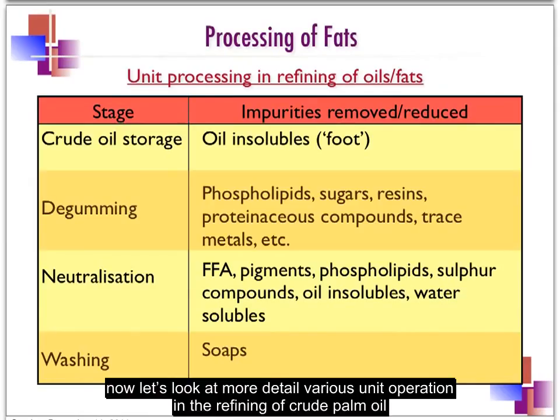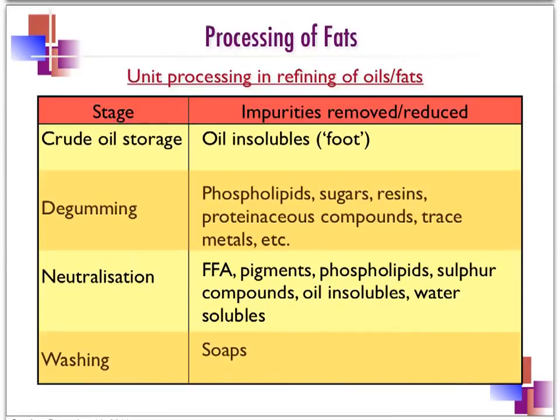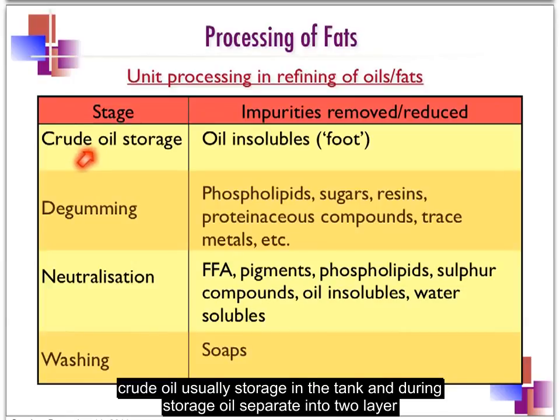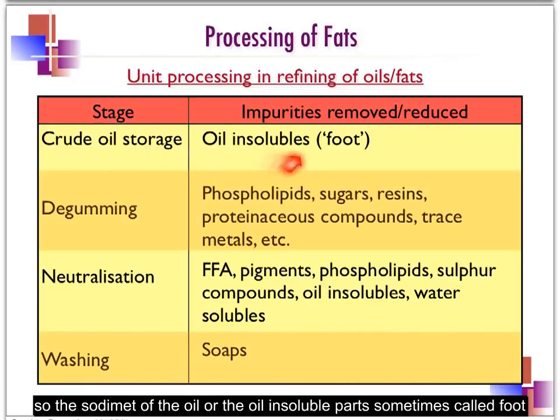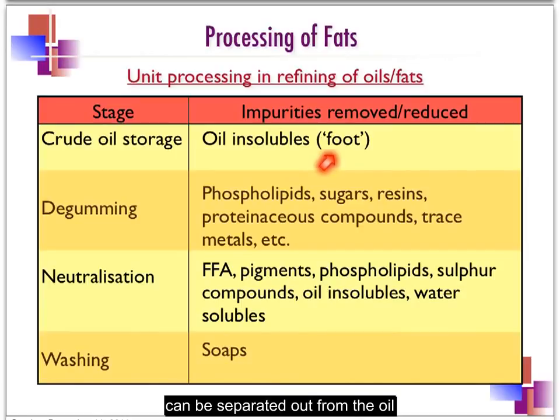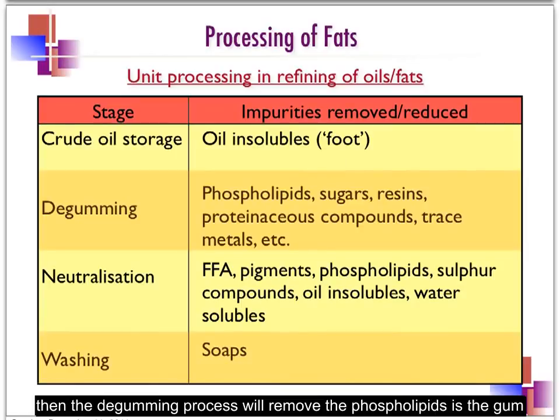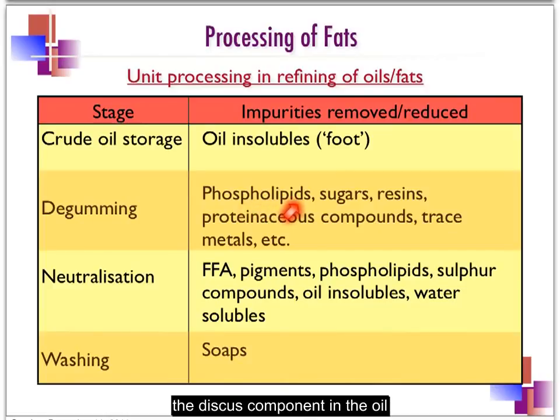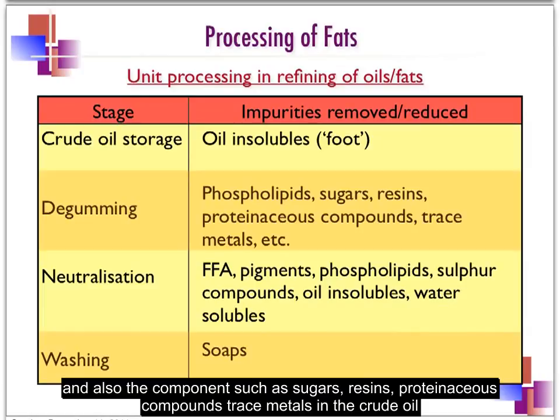Okay, now let's look in more detail at the various unit operations in the refining of crude palm oil. The crude oil usually is stored in the tank, and during storage it will separate into two layers. So the sediments, or the oil insoluble part, sometimes called foots, can be separated out from the oil. Then the degumming process will remove the phospholipids, which are the gums, the viscous component in the oil, and also other components such as sugars, resins, proteinaceous compounds, and trace metals in the crude oil.